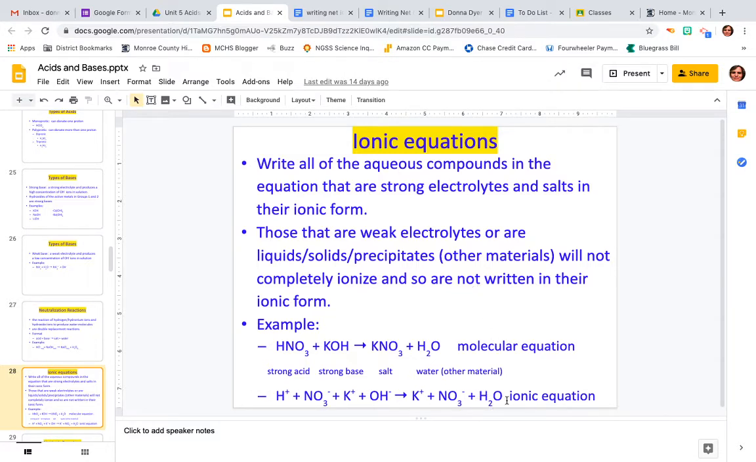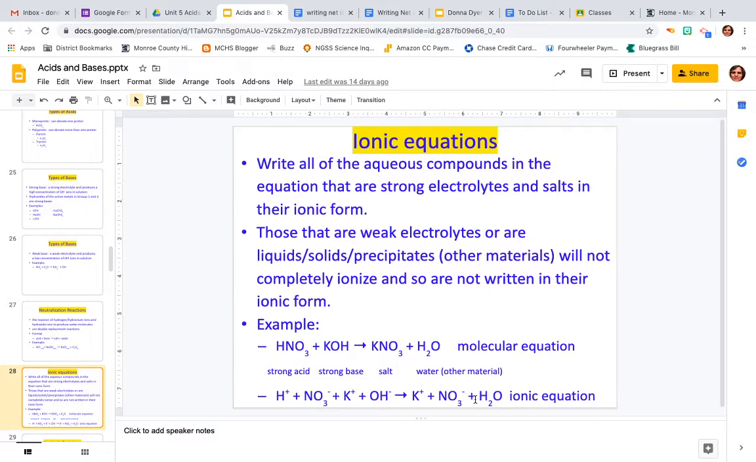So this is what we would call our complete ionic equation. It's basically where we've taken this molecular equation, this double replacement reaction that we have, and we have broken all of the strong electrolytes, including the salt, into its ions. So we have broken it up into the ions that make it up. And so this is our molecular, that's just our regular double replacement reaction, and then this is our complete ionic equation.